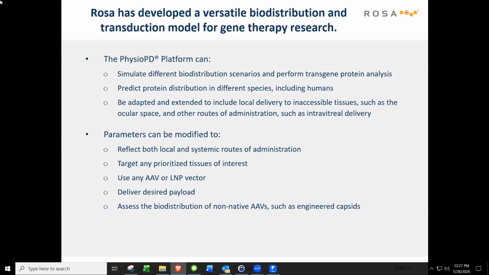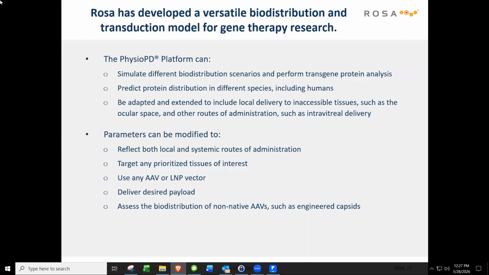If we have more data about mouse or other species, we can use that and expand the platform from there to humans. And it can be adapted and extended to include local delivery to inaccessible tissues, such as the ocular space, and other routes of administration, such as intravitreal delivery, that will be very useful for the eye compartment.